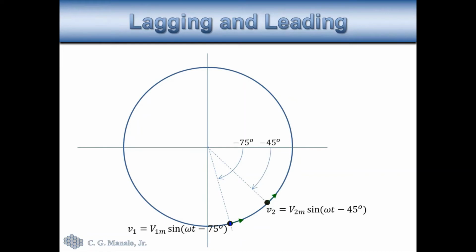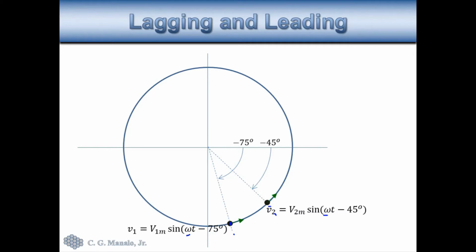Next, we also plot the sinusoid V sub 2, and we see that it is plotted negative 45 degrees from the horizontal, as shown here, and also circling the circle at the rate of omega radians per second. Note that since they have the same frequency or angular velocity, their distance between them will be a constant.